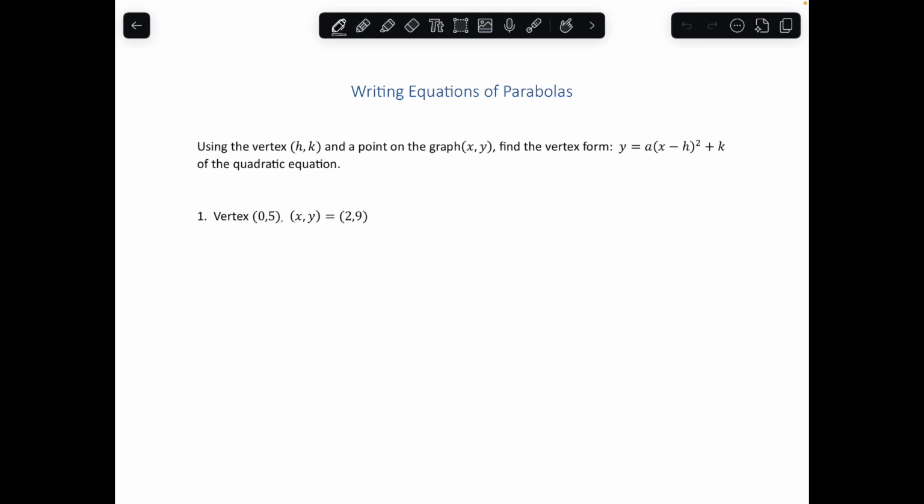In this video, we're going to be talking about writing the equations of parabolas in vertex form and in general form. So, first off, if we're talking about vertex form, then the equation is going to look like y equals a times (x minus h) quantity squared, plus k, where h and k come from the vertex and x and y are coming from a point on the graph.